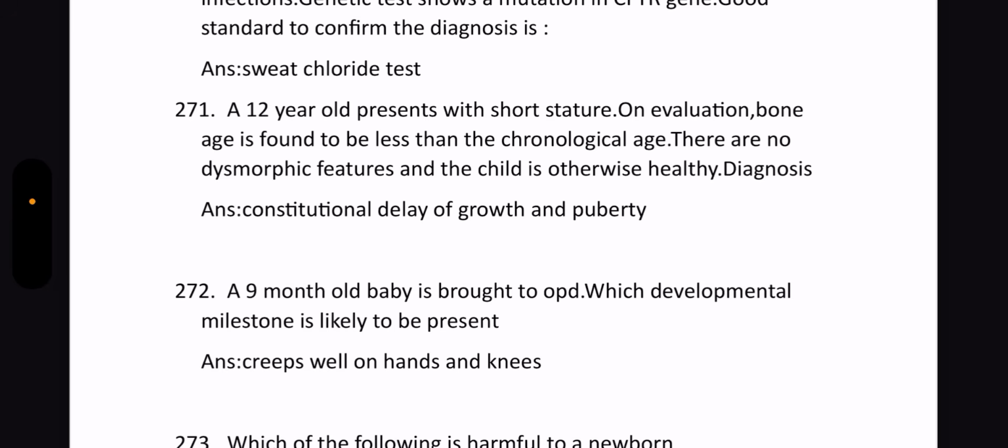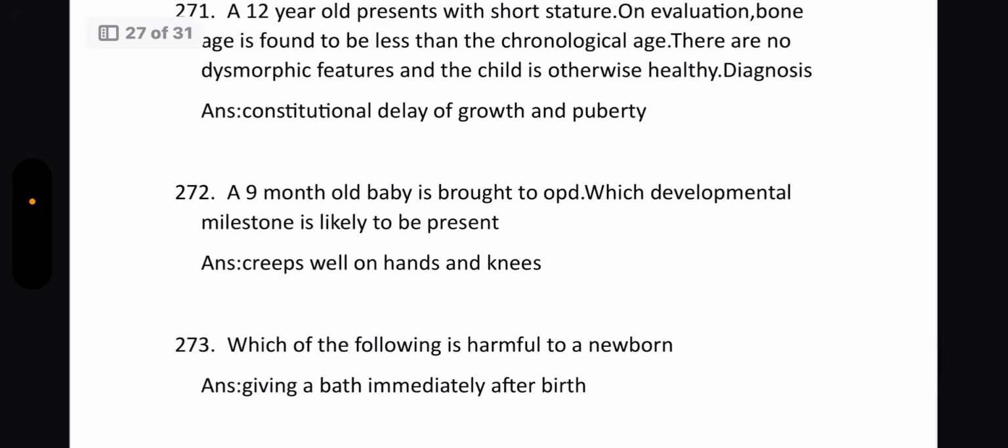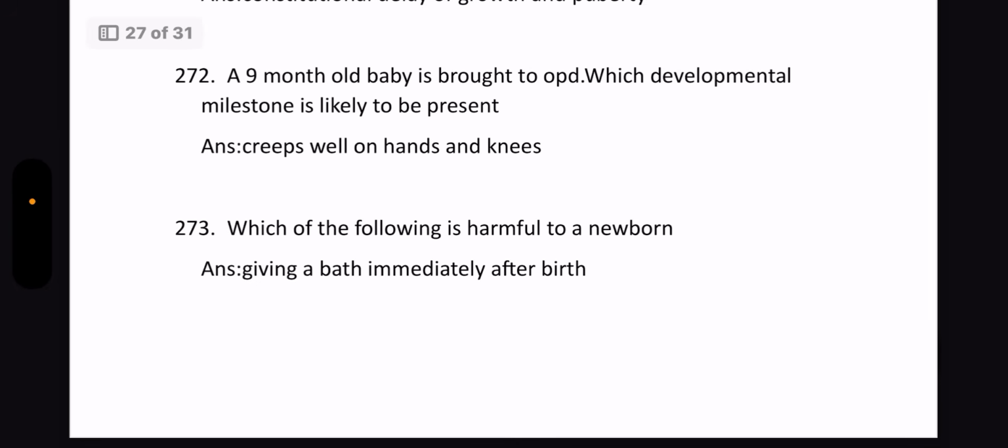About this question as well, some of the students were telling me that the bone age was mentioned as much more than the chronological age. So all that is a little confusing. If you have more idea about it, we'll discuss it in our Telegram channel, and we'll finally get to a conclusion.